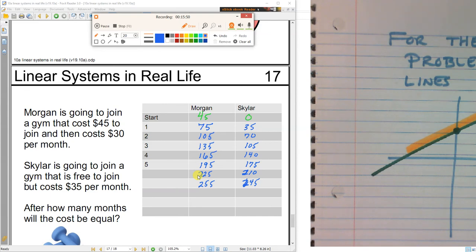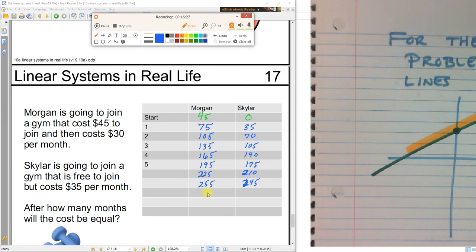Let's try the other one. 35 plus 35, 70 plus 35, 105 plus 35, 140 plus 35, 175 plus 35, 210 plus 35, 245. No, I guess I'm getting close. It must be like one more iteration out here.